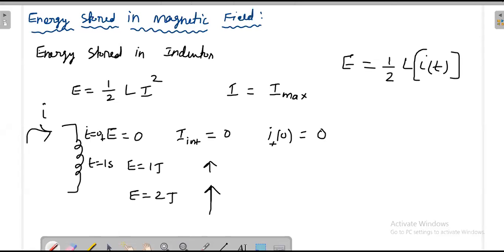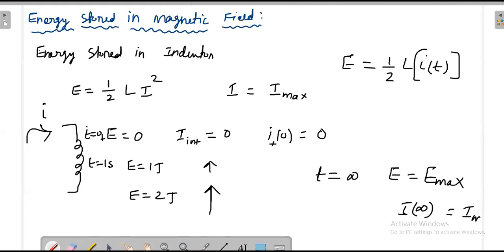Finally, at t equal to infinity, the energy stored in the inductor is the maximum energy. The current across the inductor is I infinity. That is the maximum current that can flow in the inductor. So in circuit analysis, whenever we connect some source to an inductor, the initial current of the inductor is 0, and the final current is the maximum that it can flow in the inductor.